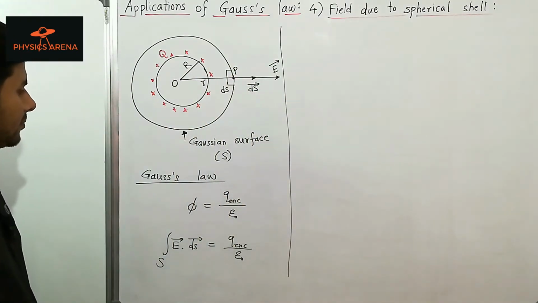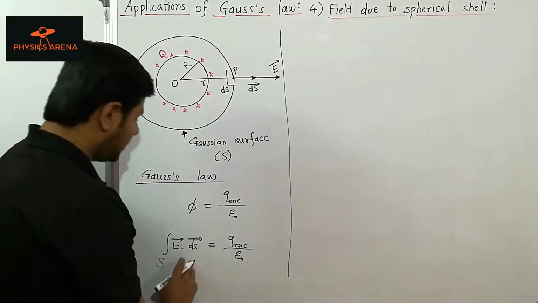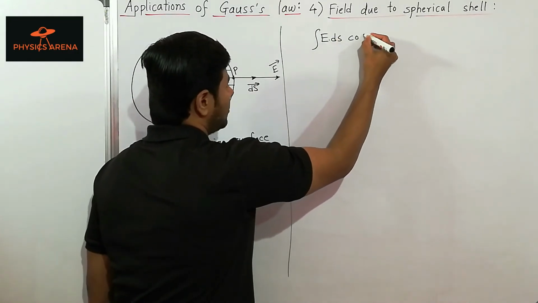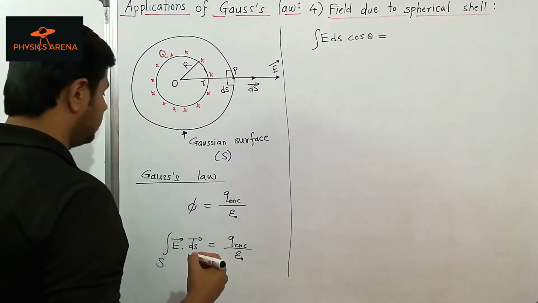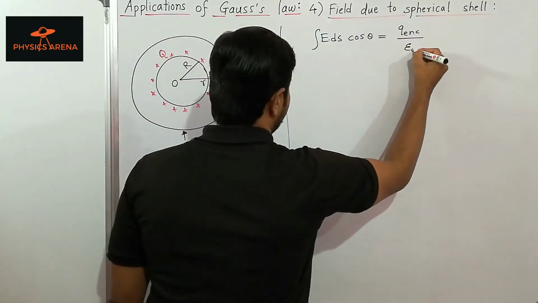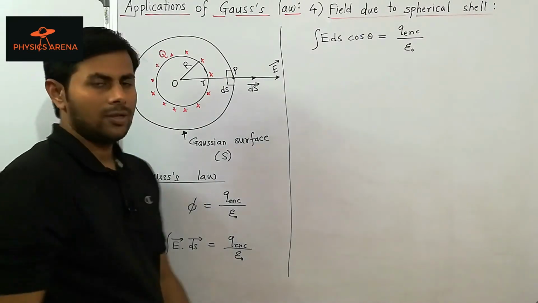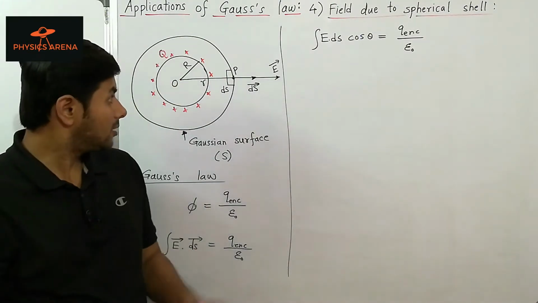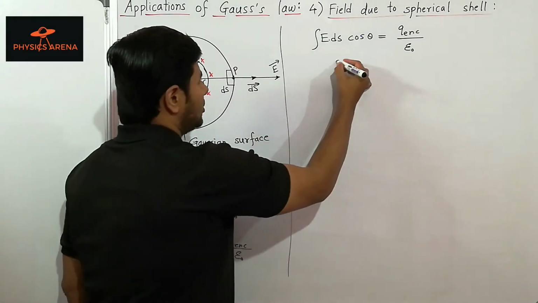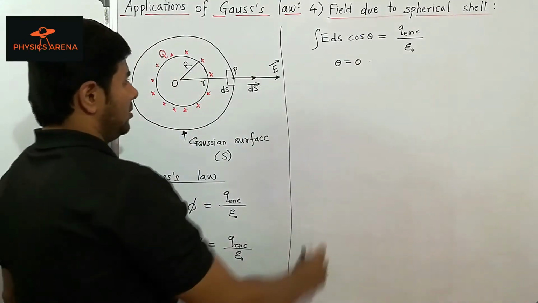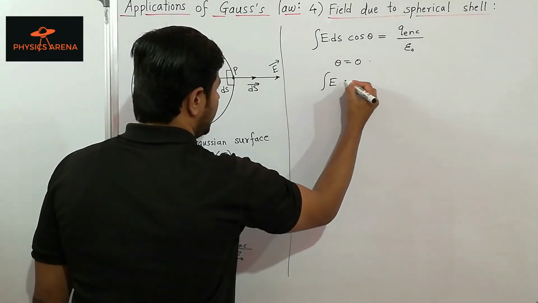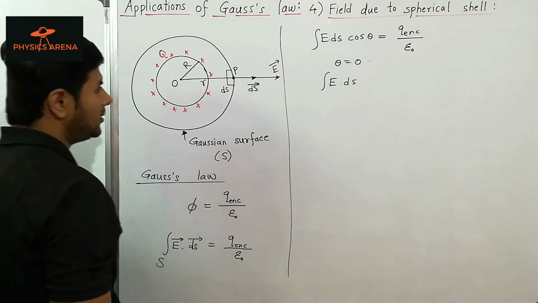and area vector for ds would be directed perpendicular to plane of ds. So again, this is equal to integral of E into ds multiplied by cos of theta, that is equal to charge enclosed divided by epsilon naught, and theta is 0 since E bar and ds bar, they are directed in the same direction. So theta is 0, cos of 0 is 1. So this is the integral of E into ds over the Gaussian surface.